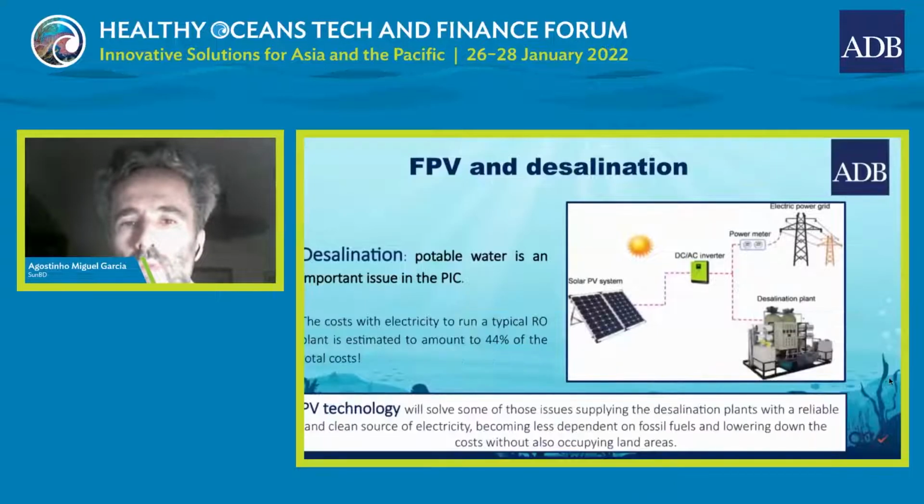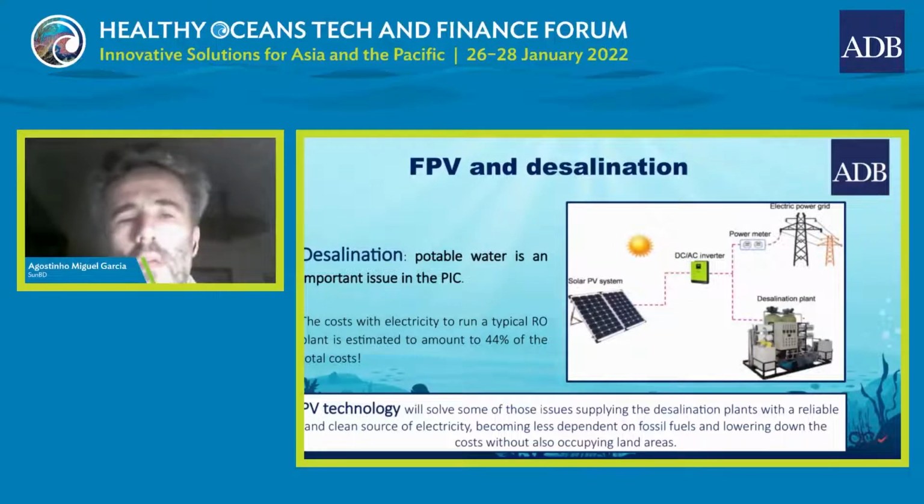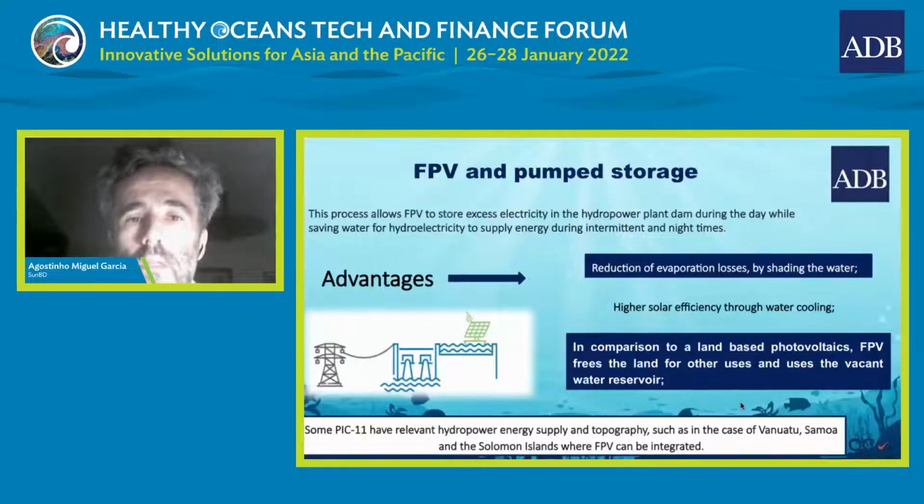We moved to the water side, and we looked at water in two directions. One of them was desalination. Potable water is another major issue on the islands, one that requires a lot of energy. 44% of the total cost of desalination is energy. It's the power that you need to run the desalination plant. So if you bring in FPV, that will dramatically change what you can do in terms of water desalination.